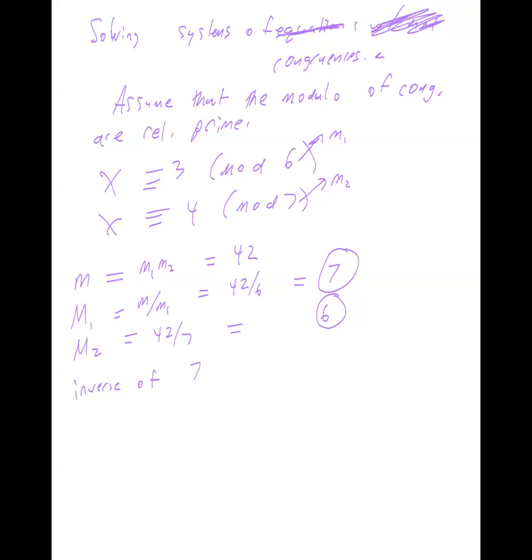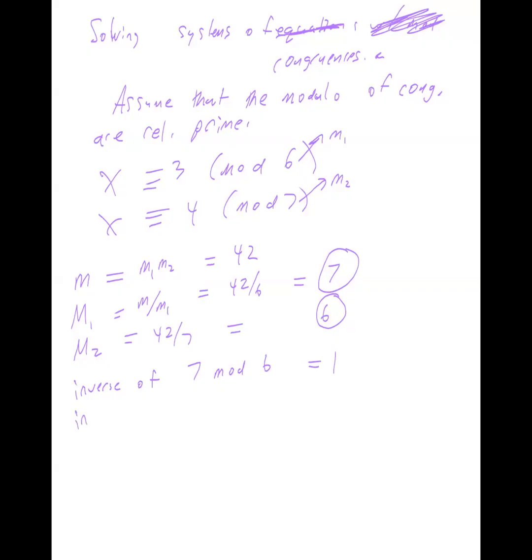So what's the inverse of 7 mod M1? Not the big M1, but the little m1, which was 6. So what's the inverse of 7 mod 6? What number times 7 would have a remainder of 1 when you divide by 6? Close. I think it would actually just be 1, because 7 already has a remainder of 1 when you divide by 6. So make sure you understand that. The inverse of 7 mod 6 equals 1, because 7 times 1 already has a remainder of 1 when you divide by 6.